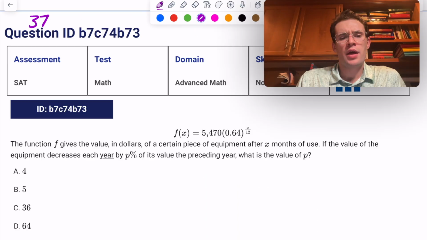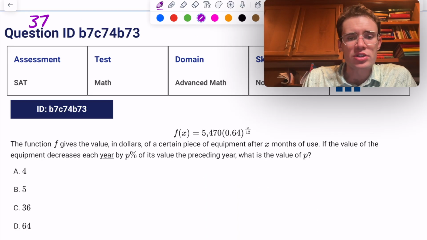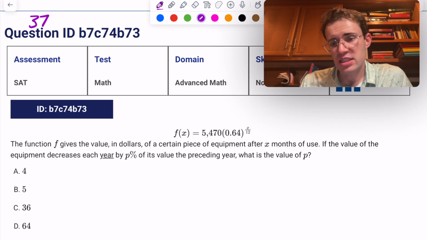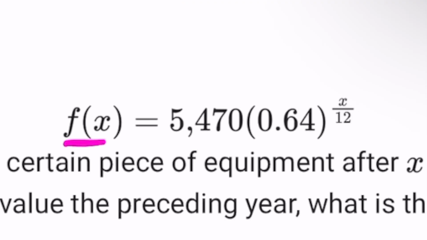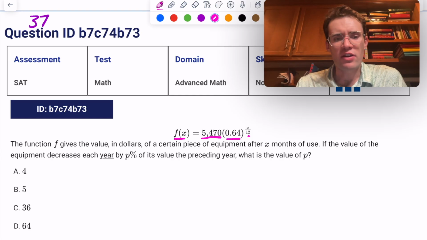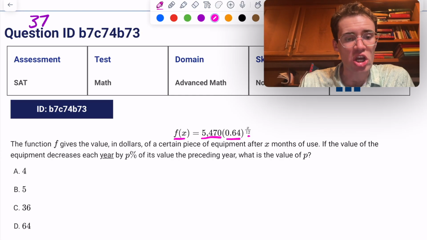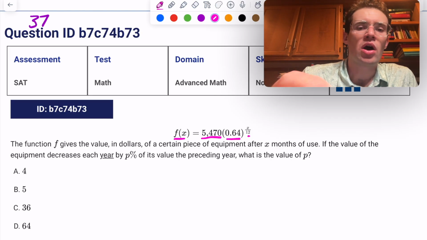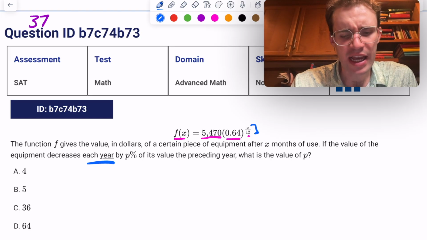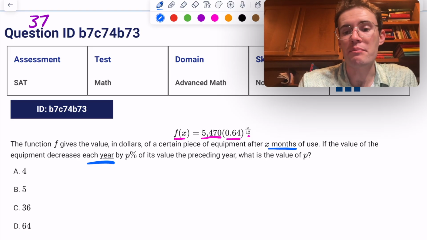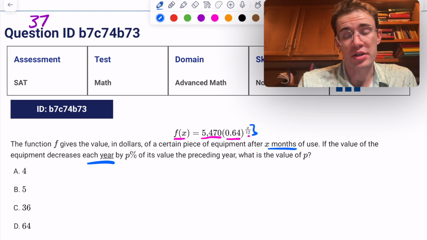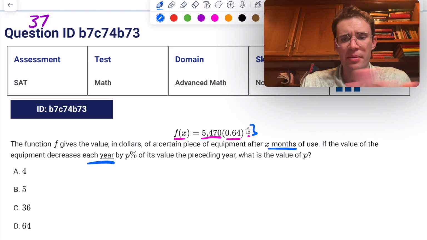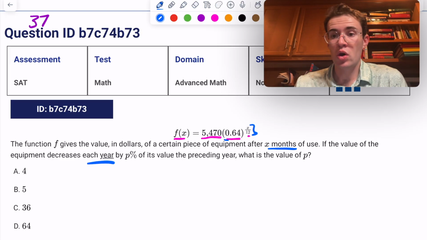The function f gives the value in dollars of a certain piece of equipment after x months of use. And that function is f of x equals 5,470 times the quantity 0.64 raised to the x over 12 power. If the value of the equipment decreases each year by p% of its value the preceding year, what is the value of p? All right, so first of all, it says each year. This is x over 12. X is the number of months, which is why it's x over 12, right? So when x goes up by 12, it's 12 months divided by 12, which is just 1 year.